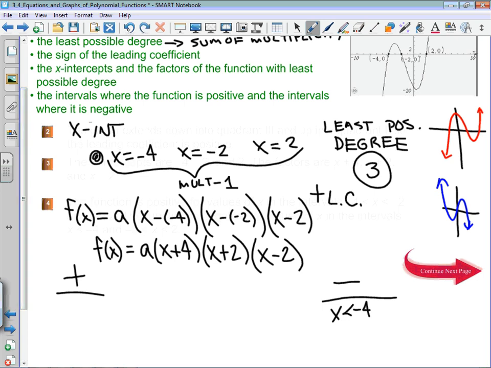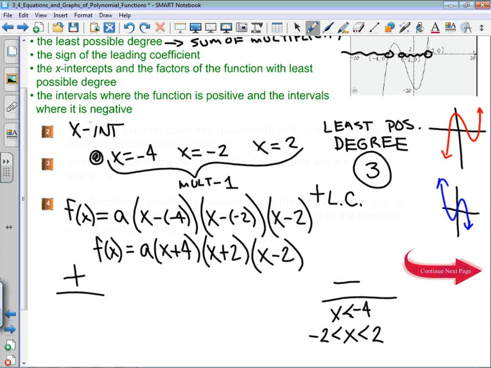So that's from this point to -infinity. And then it's also negative right here. And I'll try to just mark that up a little bit on the graph. So it's when x is less than -4, and it's when x is greater than -2 but less than +2. We'll write interval notation for these in a second.